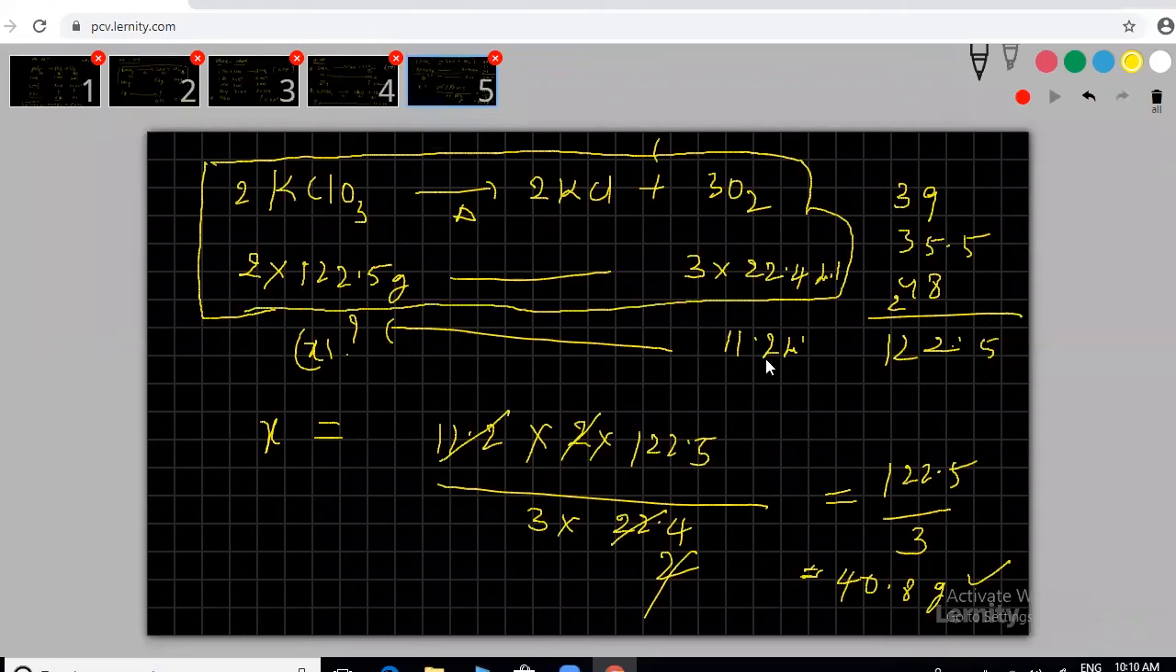Clear? If I require 11.2 liters of oxygen, how much KClO3 do I have to heat? If I am heating 2 into 122.5 grams, I will get 3 into 22.4 liters. If I need 11.2 liters of oxygen, how much do we have to heat? So just back multiplication: 11.2 into 2 into 122.5 by 3 into 22.4. We solve this and you will get the weight. Very simple. We are doing only one method. I am not doing every problem with a different method.